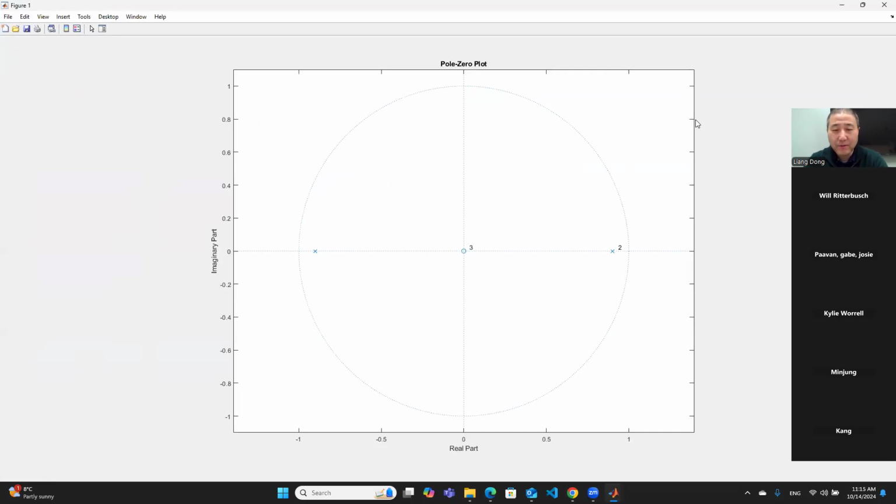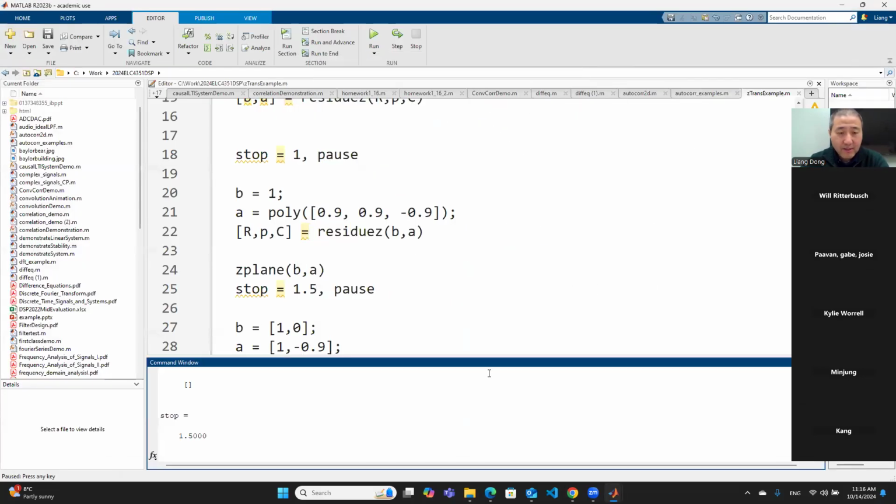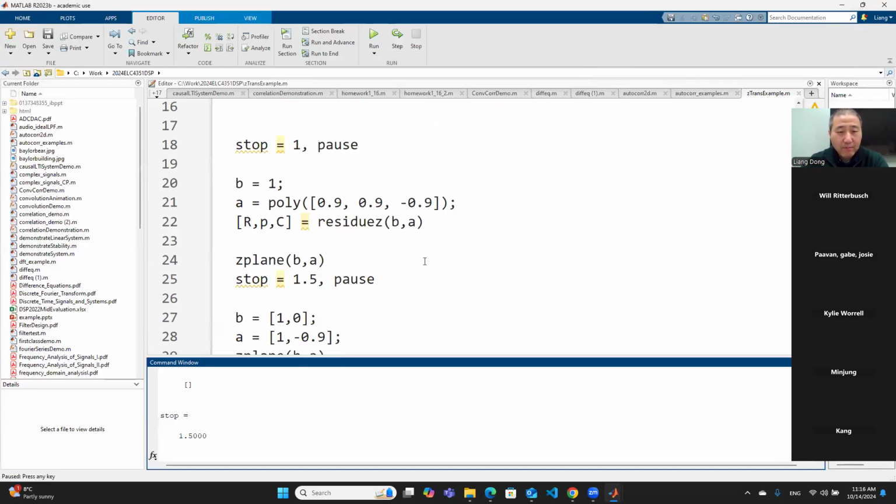That's a Z-plane. We do have 3 poles, a double pole at 0.9 and 1 pole at minus 0.9, and we do have 3 zeros, exactly the same number as poles. The 3 zeros are all at the origin, so it's right here, a zero of order 3. That's what we expected. All right, let's look forward.